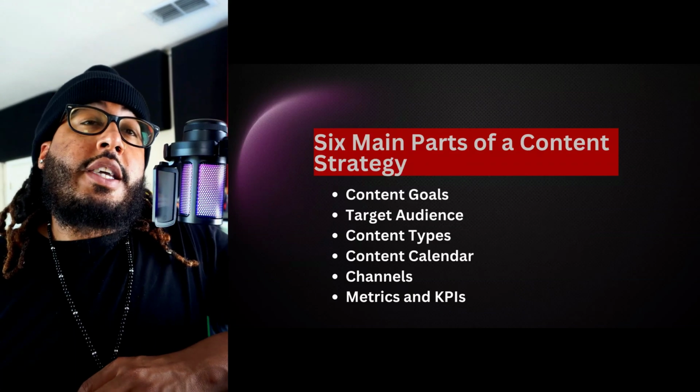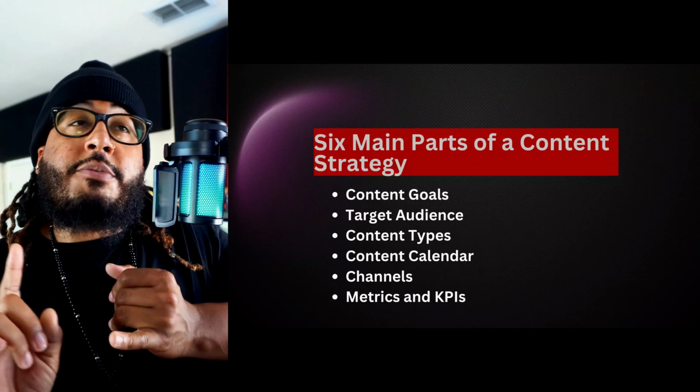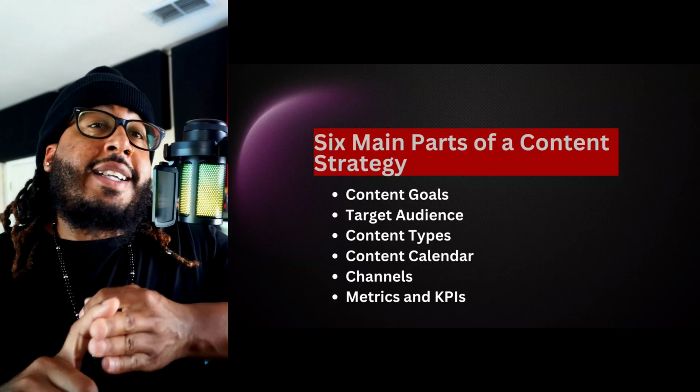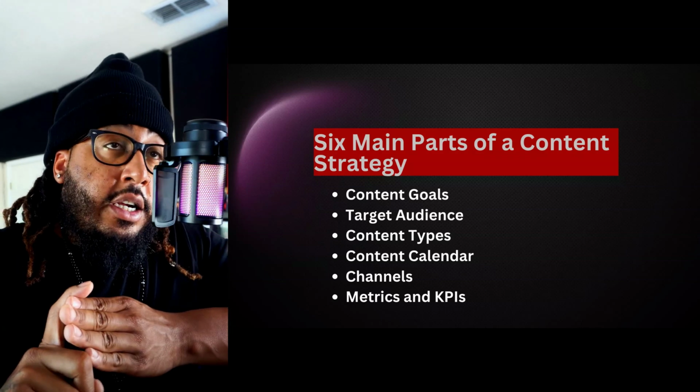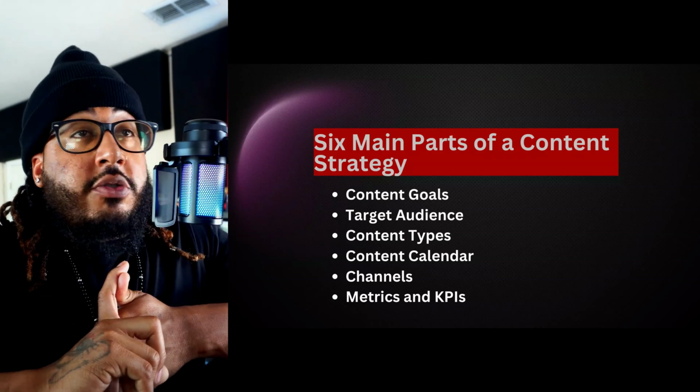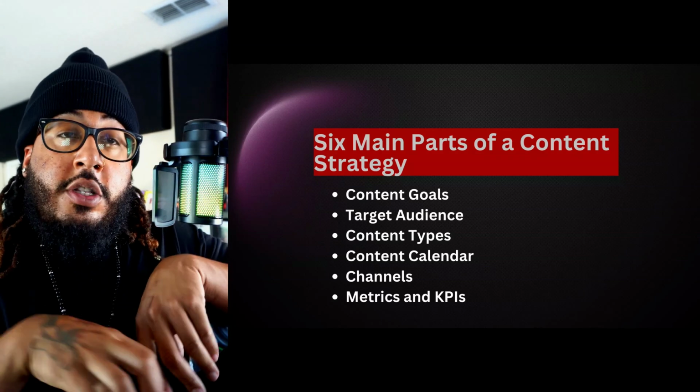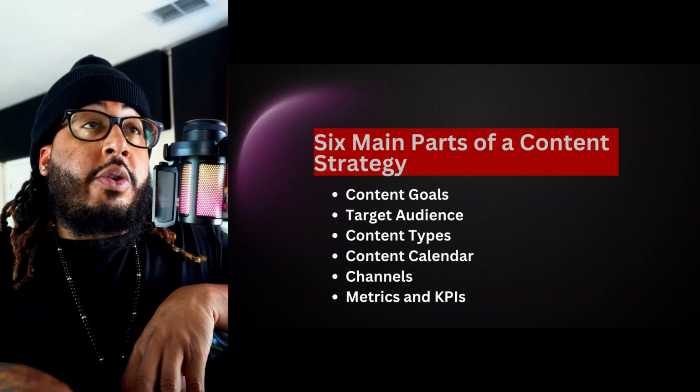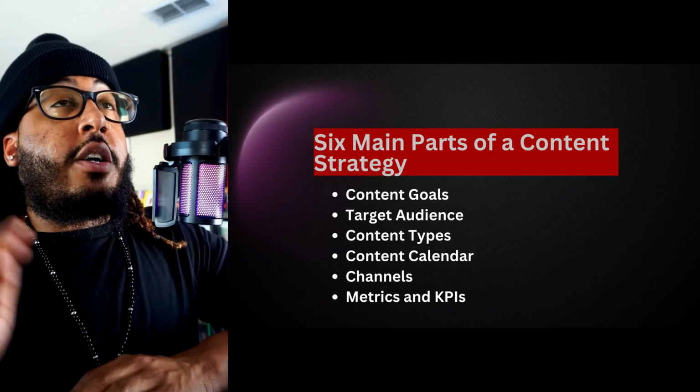So a content strategy can be broken down into 6 main parts. It's going to be content goals, target audience, your content types, your content calendar, your distribution channels, and your metrics and KPIs. Those are the 6 main pieces, and I'm gonna go through and break each one down. So real quick, let's just go through each one.